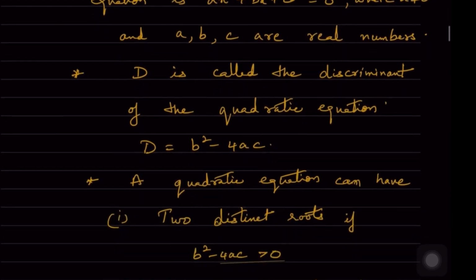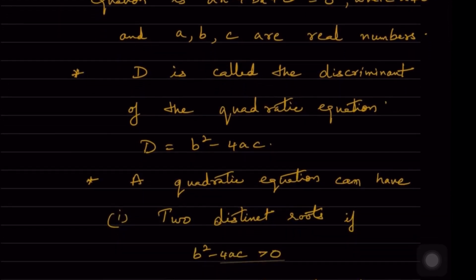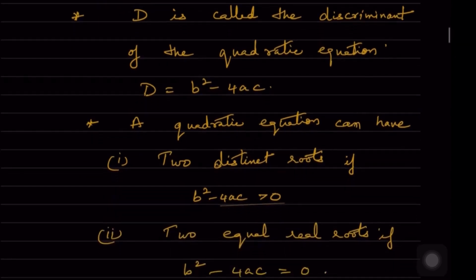Now d is called the discriminant of the quadratic equation, which is very important in this. So d is nothing but b square minus 4ac. So from the given equation you can find out what is abc, taking the coefficient of x square as a, coefficient of x as b, and constant term as c. Then you find out b square minus 4ac.